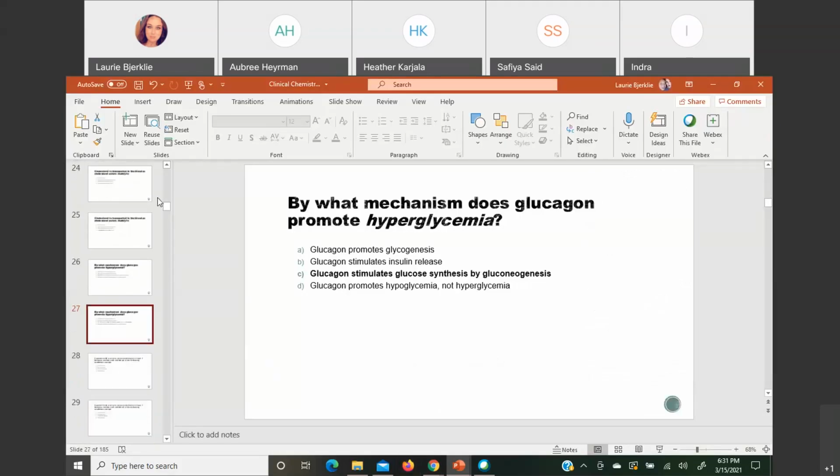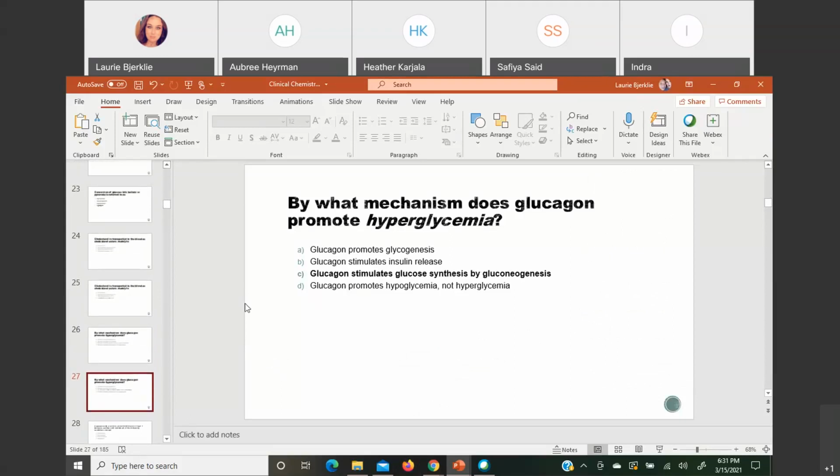It is C. So glucagon is a hormone that will have us get a high blood sugar, high glucose level, which is called hyperglycemia. So when you look through these answer choices, C is the right answer because glucagon stimulates glucose synthesis by gluconeogenesis, because I said before, gluconeogenesis is creating new glucose. So it's going to use other sources and create glucose for us. So that would give us high glucose levels in the blood because it's going to create it for us. The others are not going to give us high glucose.